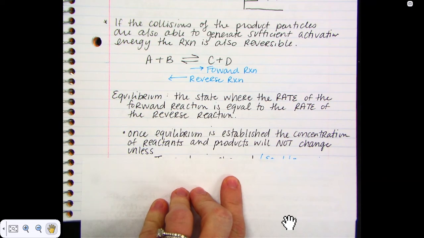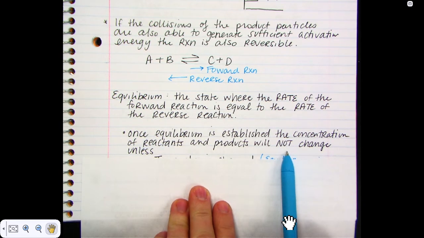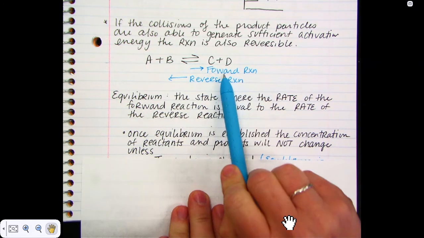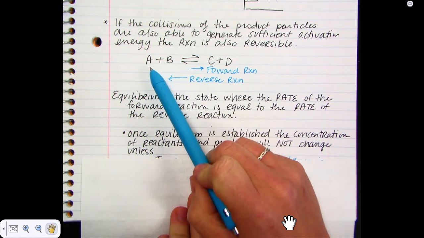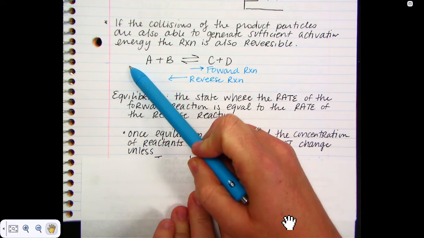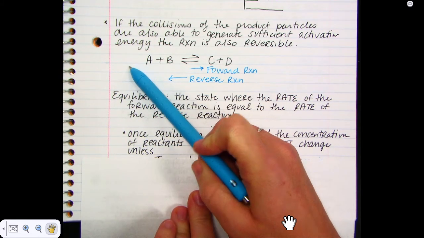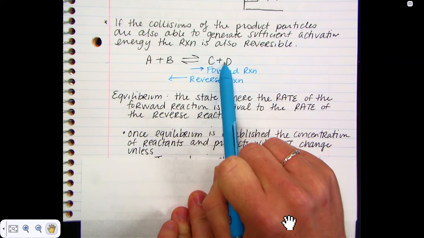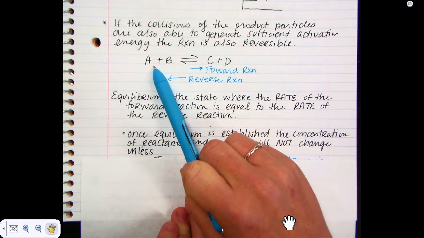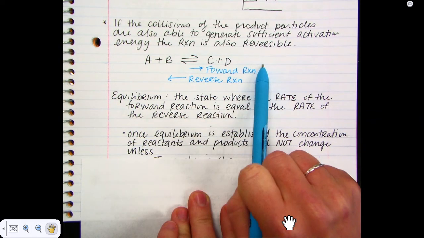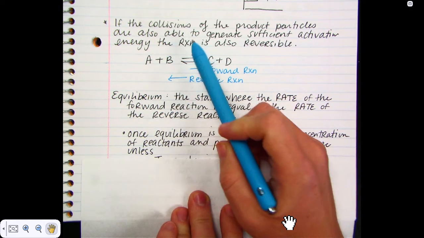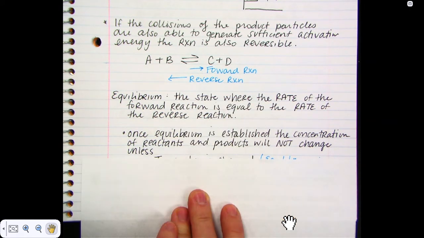Now, it is important to note that the concentrations do not change once equilibrium is established, but the concentrations don't have to be the same, right? I could have 10 molar here and 4 molar there. As long as the same amount of A and B is being made into C and D, and C and D is being made into A and B, the 10 and the 4 won't change. The rate has been established to be equal. So the concentrations are unchanging, but again, not necessarily equal.